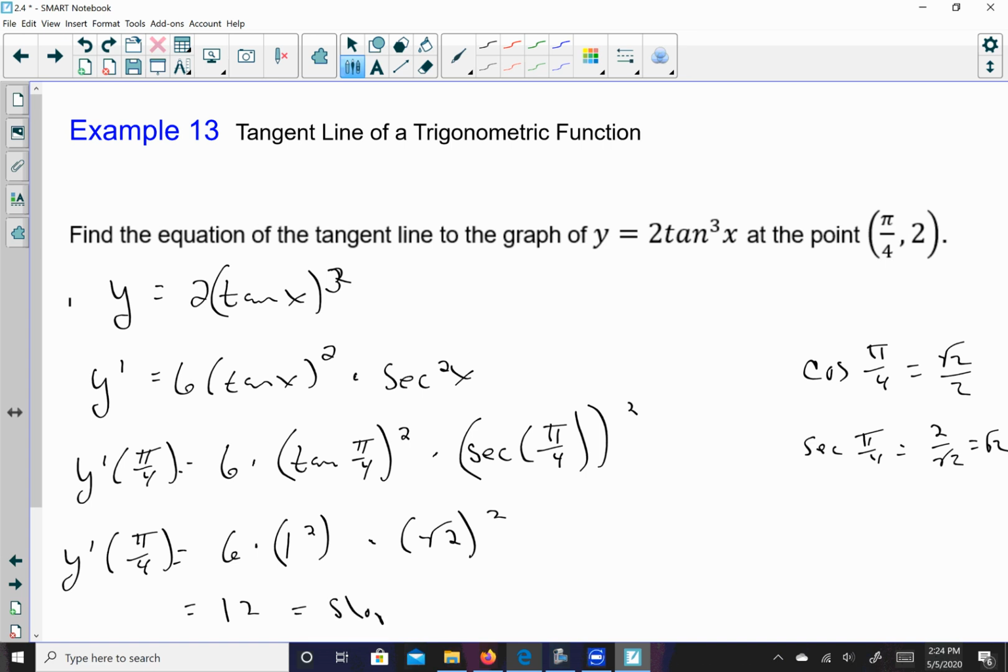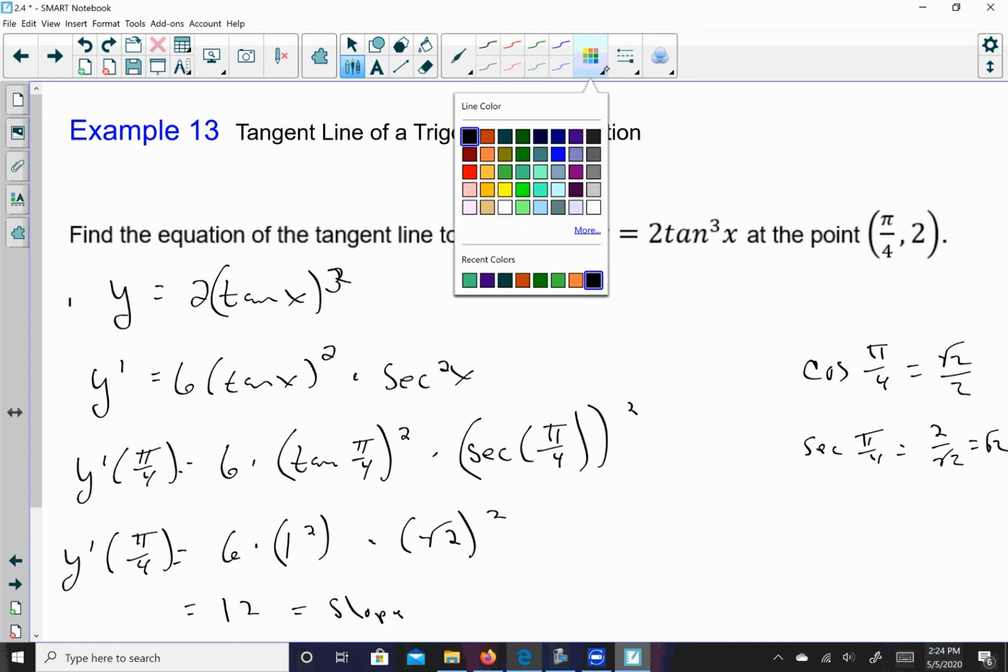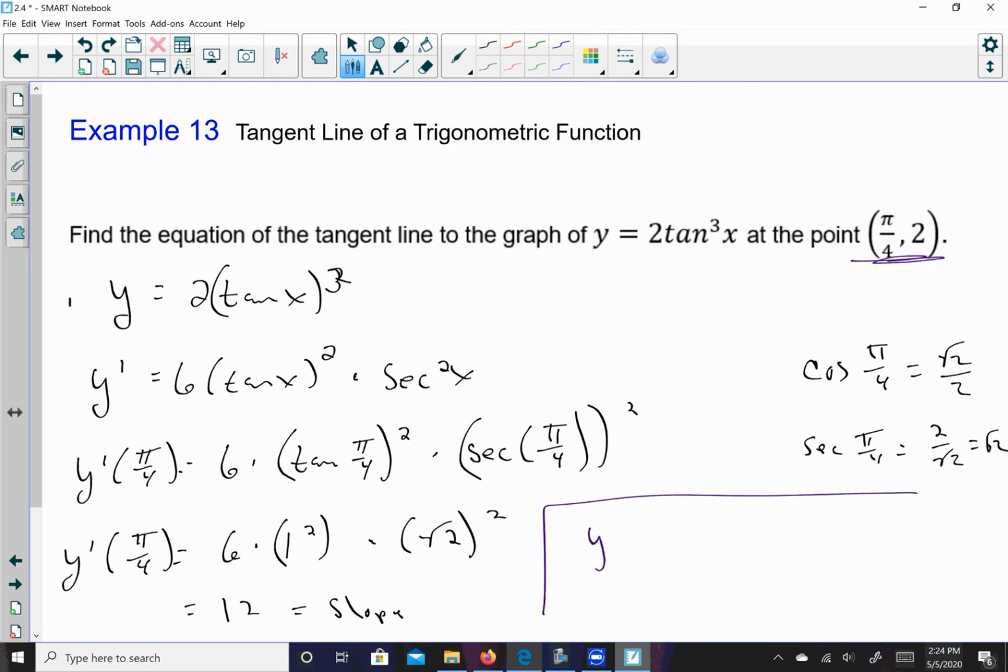We all know that. So now I have the ordered pair of pi over 4, 2, point slope person. So I'm going to say y minus 2 is equal to my slope, which is 12, times x minus pi over 4. So when I distribute that 12, I get 12x minus 3 pi. Add the 2 over, so y is equal to 12x minus 3 pi plus 2. And that's the equation of my tangent line.